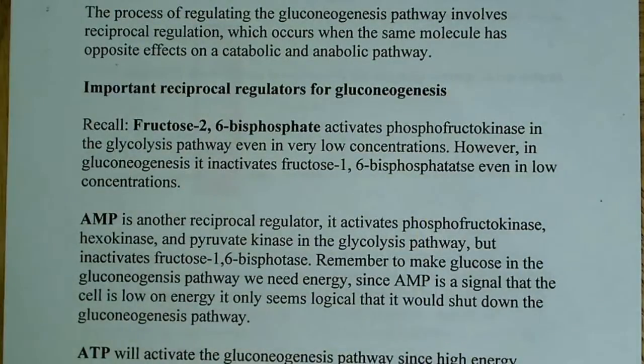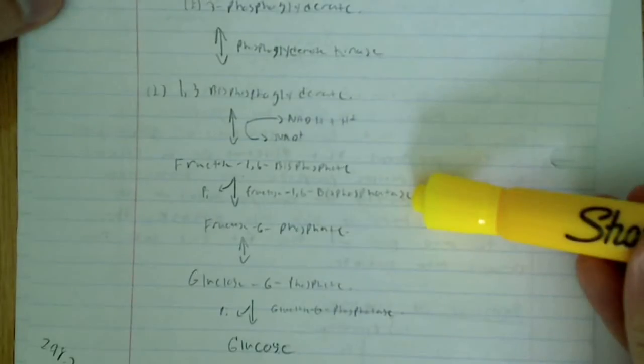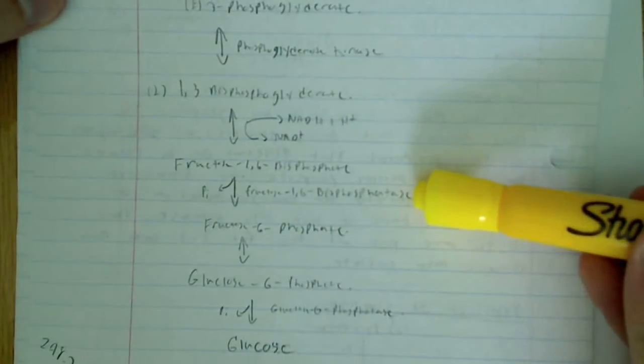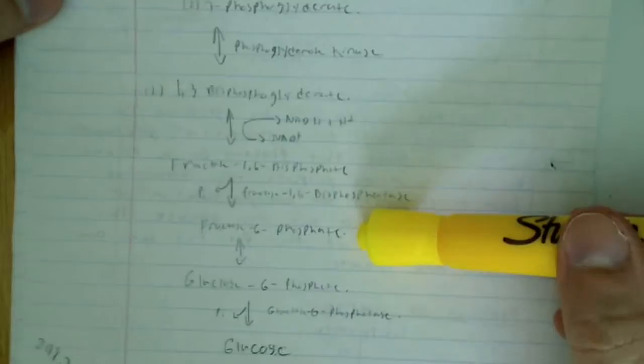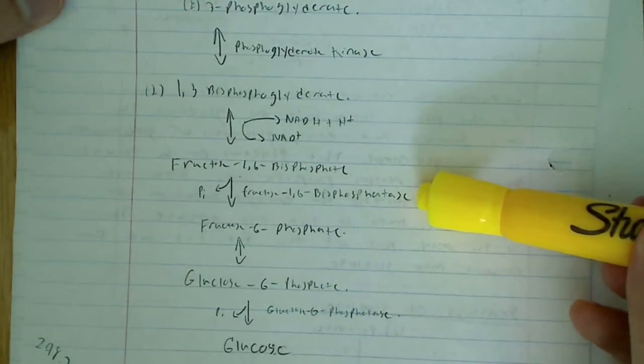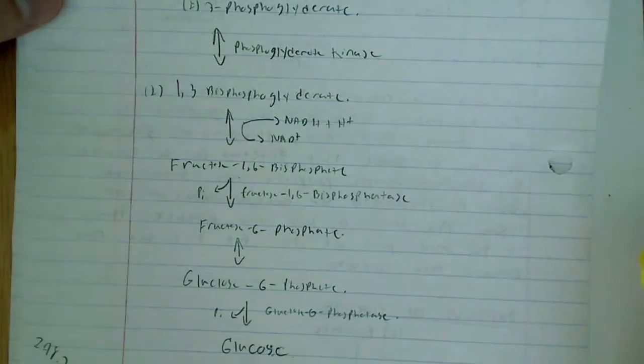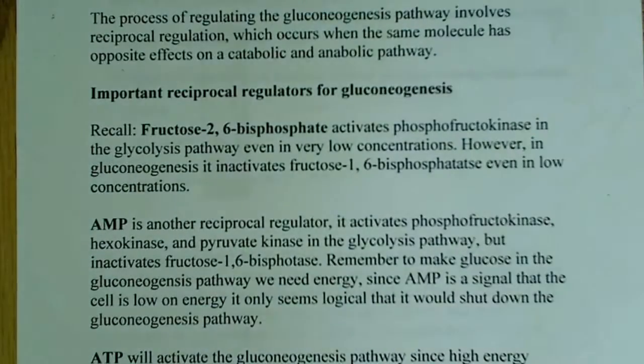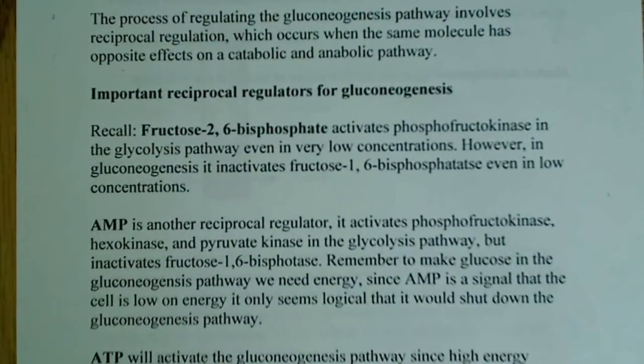Okay, that's fructose 1,6-bisphosphatase. Now if we go back, I've got my notes here, I can show you real quick that this is fructose 1,6-bisphosphatase here, and that's the conversion from fructose 1,6-bisphosphate to fructose 6-phosphate, so it catalyzes that reaction, and that's the loss of a phosphate, which makes fructose 6-phosphate. And it has, again, reciprocal activity. It upregulates glycolysis and inactivates gluconeogenesis.